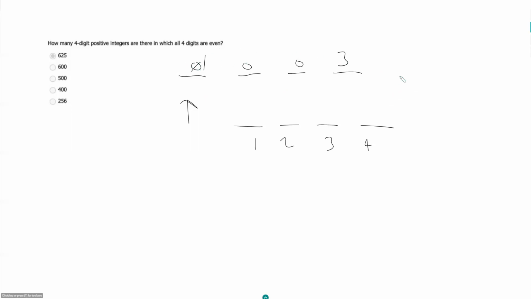So our even digits are 0, 2, 4, 6, and 8. So we got five options here, but we only have four options here. So this is going to be 5 cubed times 4, which is, so 5 cubed is 125 times 4, which is 500.